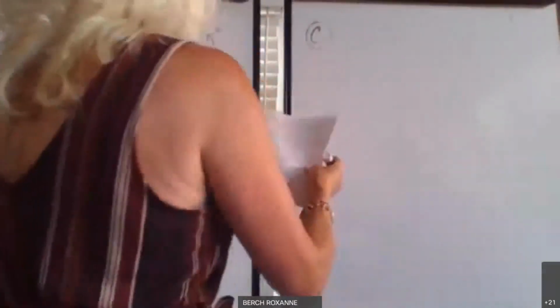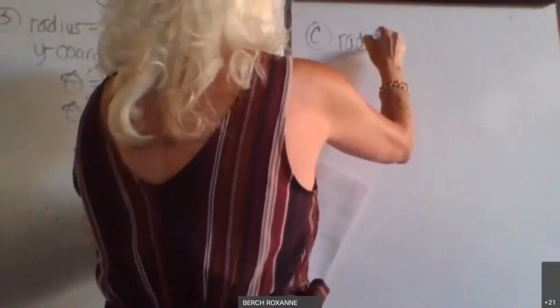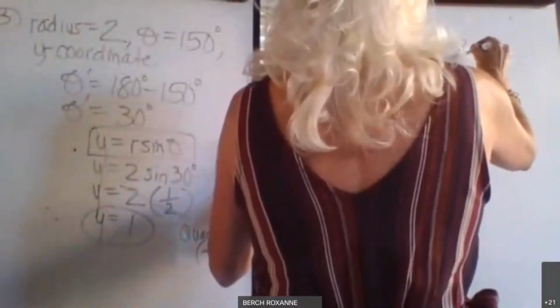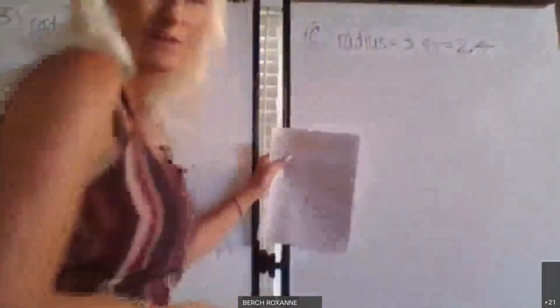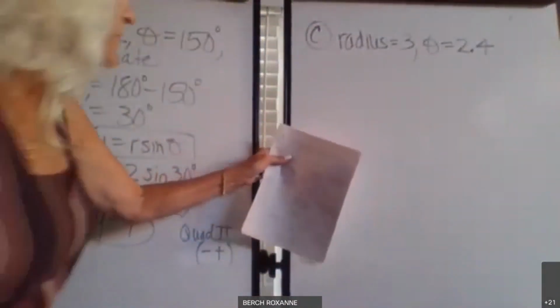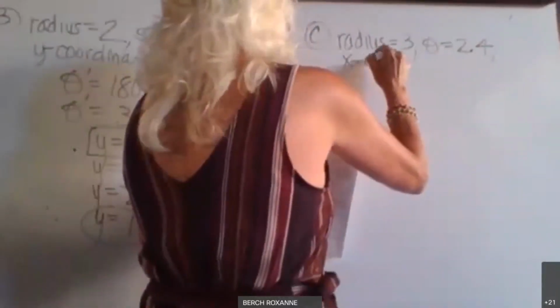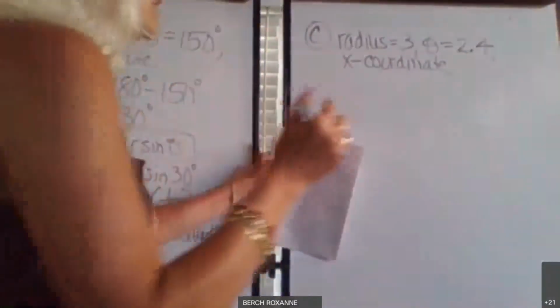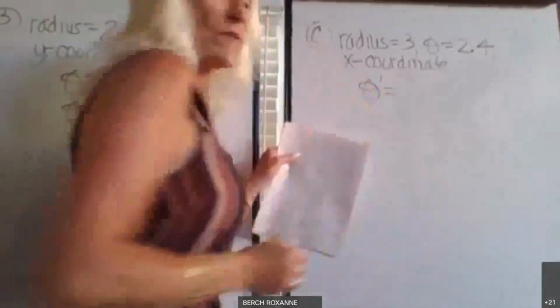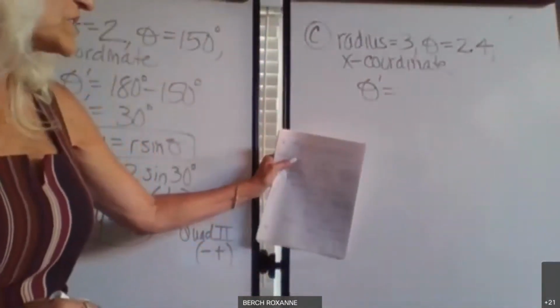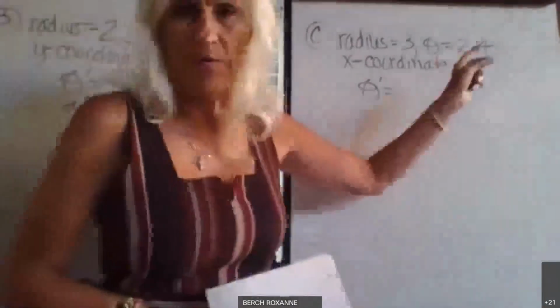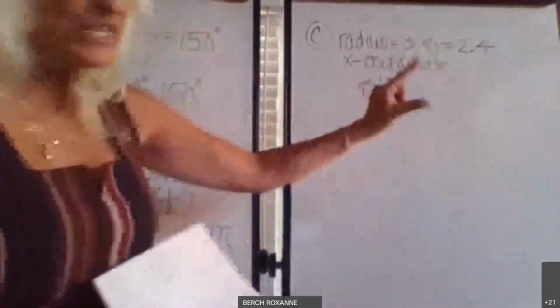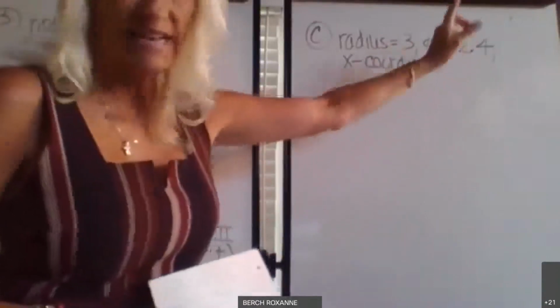Let's do another one. In this case, the radius is 3. The angle is 2.4 radians. And they want us to find the x coordinate. So once again, I'm going to try to find the reference angle. Now, this isn't 2.4 pi, that's 2 radians, it's 2 of those, and 4/10 of a radian.